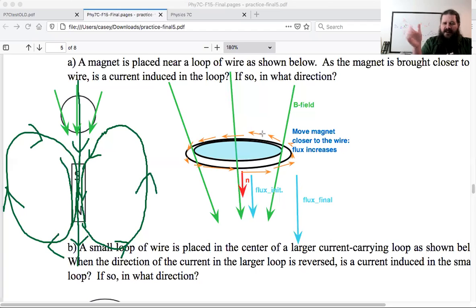Curl the fingers of your right hand. Point your thumb upwards, because that's opposite to the change in flux. The curl of your fingers tells you the direction the current is circulating. So that's going to be circulating this way.